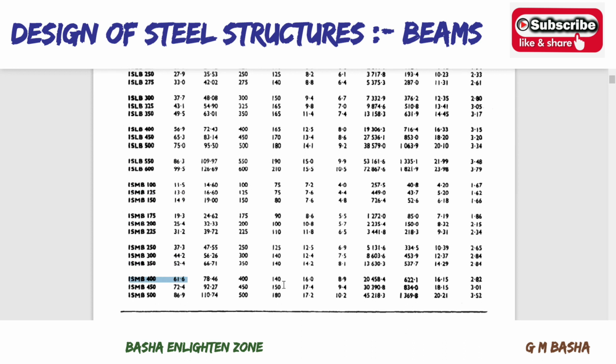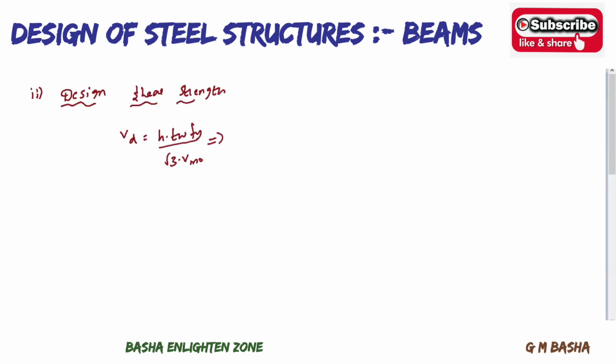The breadth of the flange will be equal to 140. Thickness of the flange will be 16. Thickness of the web will be 8.9. So whatever values you want in the formula, you can take down from the steel tables.